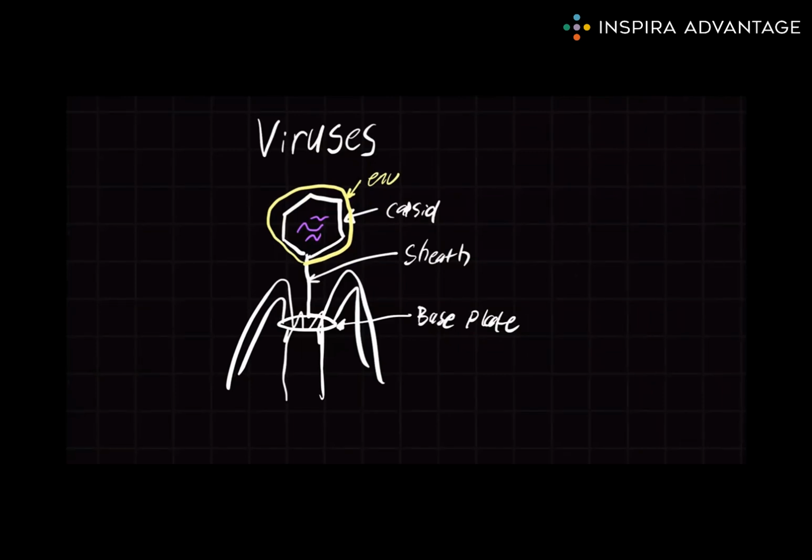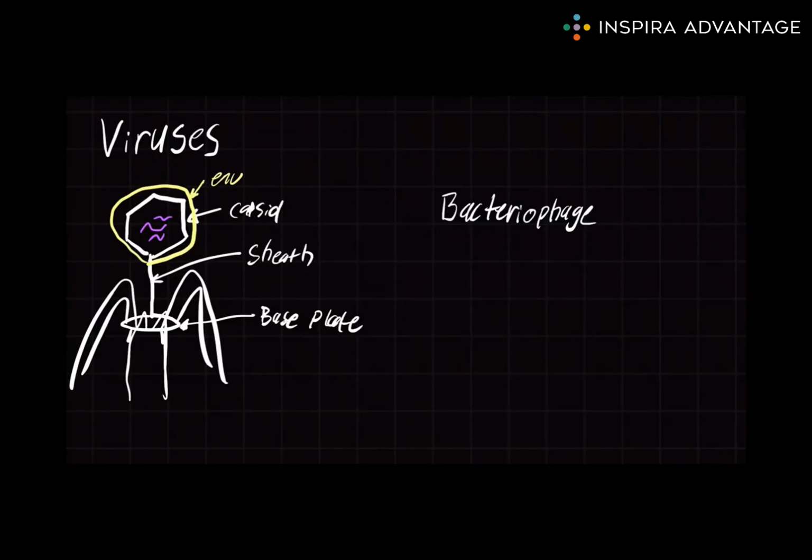Next, let's talk about the different kinds of viruses. The first type, and roughly what I drew here, is called a bacteriophage. These are viruses that infect bacteria. They have a tail sheath that injects DNA or RNA into the bacteria and causes its infection. There are also viruses called viroids that are small RNA viruses that infect plants.